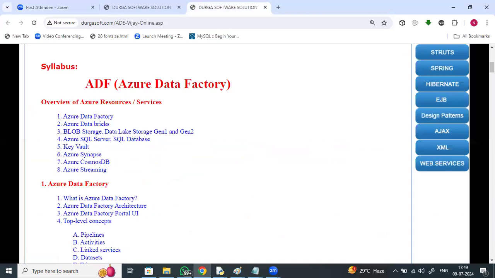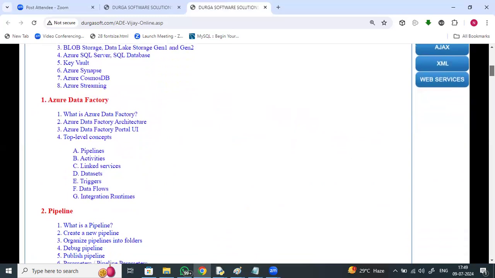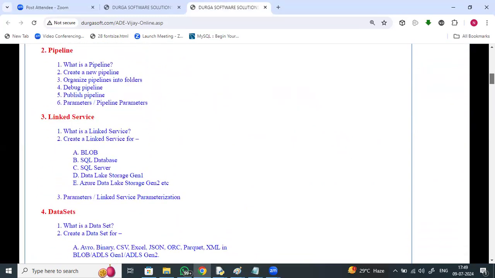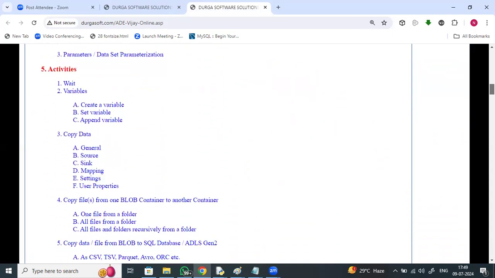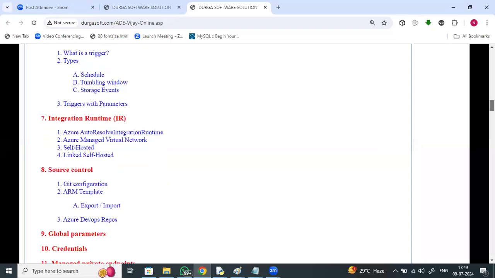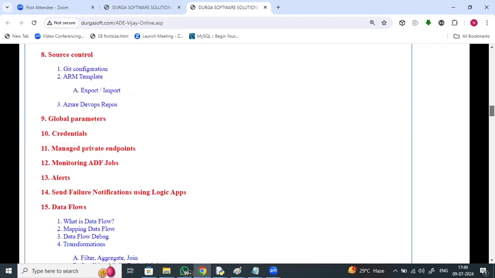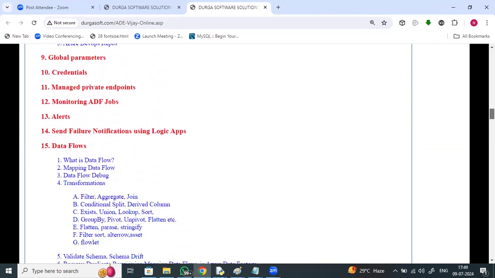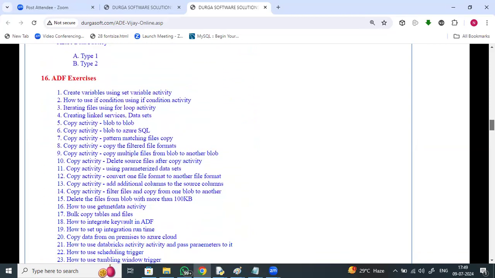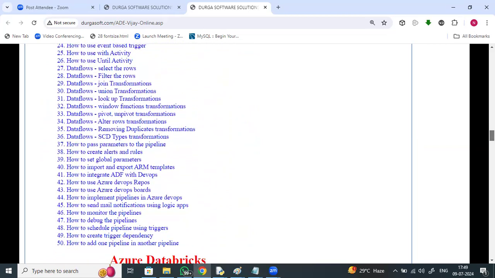First I'll be dealing with Azure Data Factory, and the top level concepts like pipelines, activities, linked services, datasets, triggers, integration runtime, source control, global parameters, monitoring ADF jobs, data flows, right? Different exercises in this ADF, nearly 50 exercises I'll be discussing.